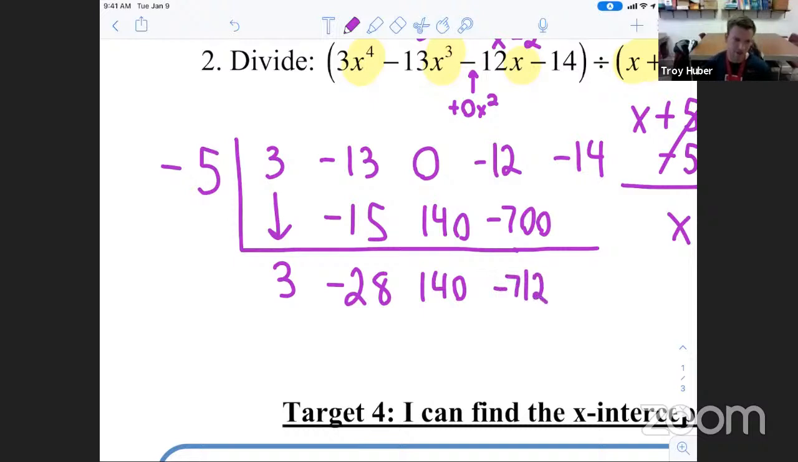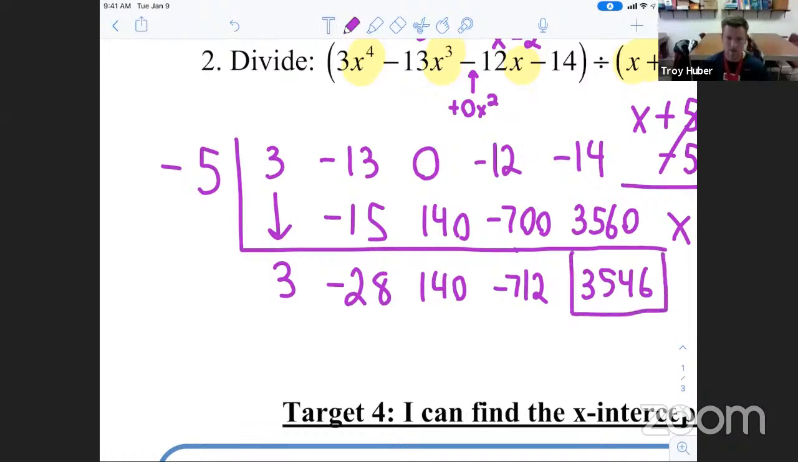Negative 712 times negative 5. Wow, we're getting some big numbers here. But that should be positive 3,560. Now we add that to our negative 14, and we should get 3,546. Whew. All right, now I always like to put that last number in our box to remember that that is your remainder.